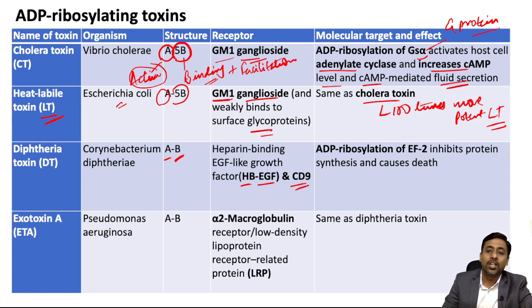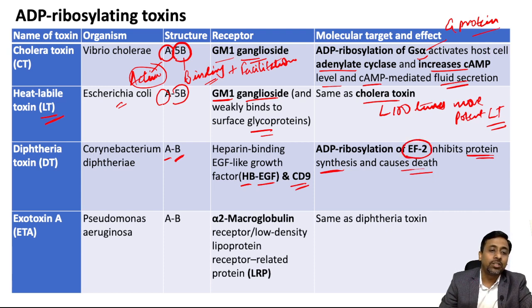What is EF2? Elongation factor 2, which is actually responsible for translocation of ribosomal messenger RNA. Okay. So once it gets ribosylated, it becomes inactivated, so it will ultimately inhibit the protein synthesis. Okay. And thus causes cell death. So the mechanism of action is ADP ribosylation of EF2, elongation factor 2.